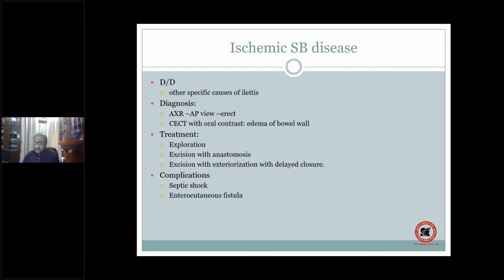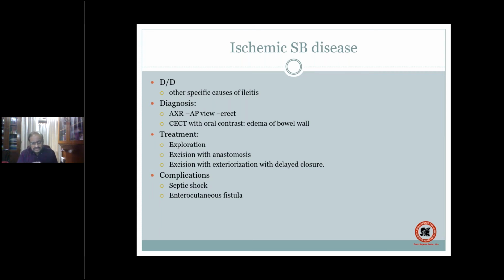The treatment has to be exploration, and the decision is how much to remove, if to remove at all. So excision with anastomosis or excision with exteriorization with delayed closure. It is always safer to exteriorize the damaged segment. Why? So that in the later phases, this patient will not have a chance of a bowel leak. So the morbidity is there with exteriorization, but the mortality figures are much less in those suspected patients where you do an excision with exteriorization as opposed to excision with anastomosis.